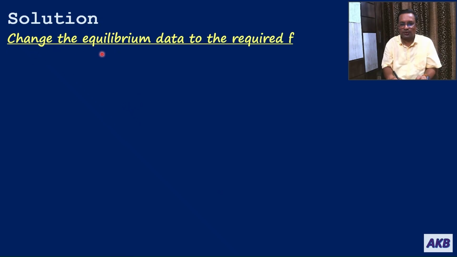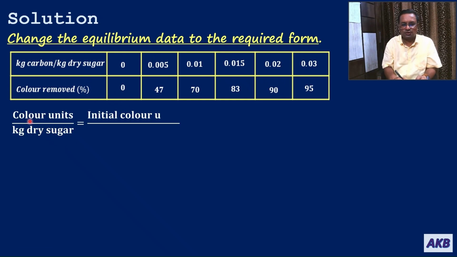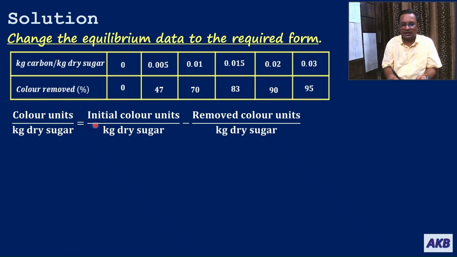As decided, first we are going to change the equilibrium data to the required form. So this is the data that is given to us. If I have to get this quantity, color units per kg dry sugar, how can I get it? I can get it in this way: initial color units per kg dry sugar minus removed color units per kg dry sugar. So color units per kg dry sugar in the solution will be equal to initial color units per kg dry sugar in the solution minus color units per kg dry sugar in the solution that are removed.